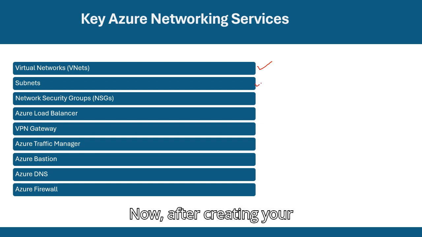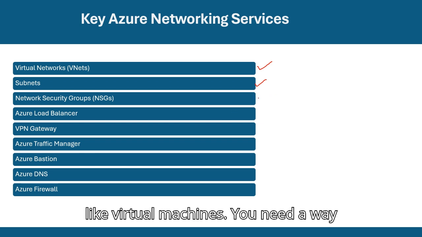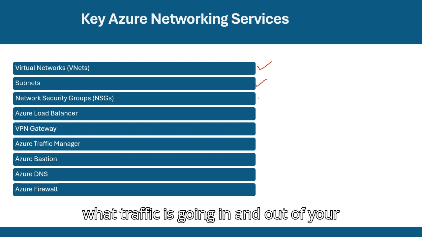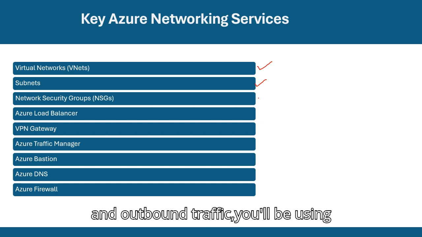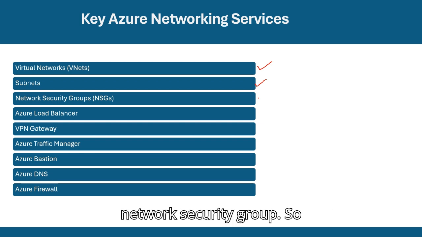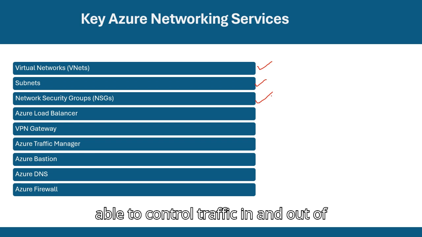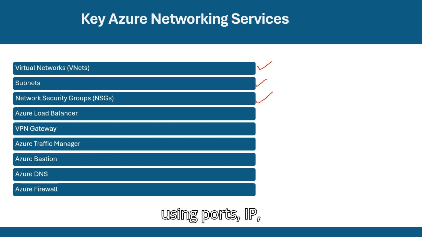Now, after creating your subnet, you create your resources like virtual machines. You need a way to control what traffic is going in and out of your virtual machines. In order to control traffic, both inbound and outbound, you'll be using a network security group. So network security group allows you to control traffic in and out of your virtual machines in Azure using port, IP, and protocol or services combination.